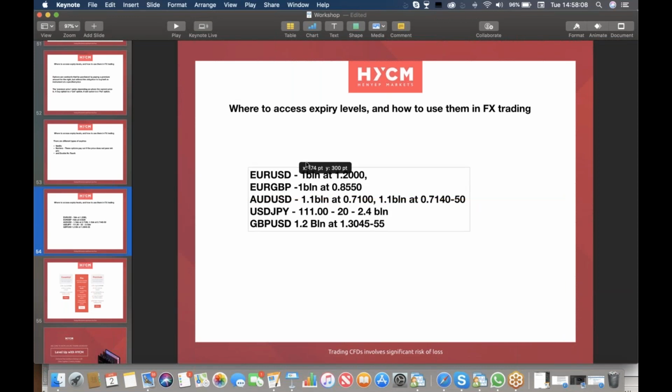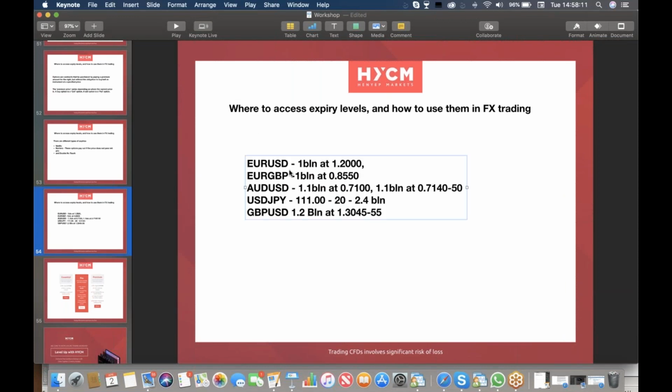And so here you see in the euro-US dollar pair, we've got an option level of 1 billion at 1.20. At the euro pound, there was 1 billion at 0.8550. The US dollar Japanese yen had a 2.4 billion expiry level at 111 to 111.20 on the US dollar Japanese yen pair. Basically, take a quick screenshot of these and you can have a look in the market at how price reacted around these levels.